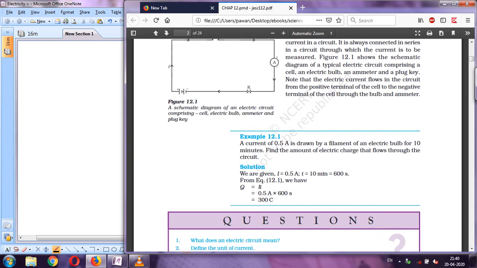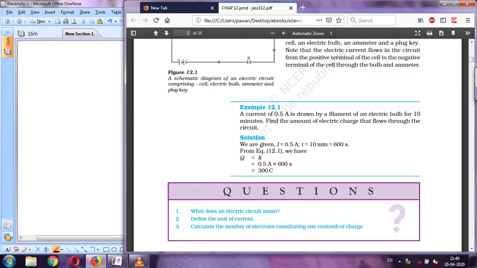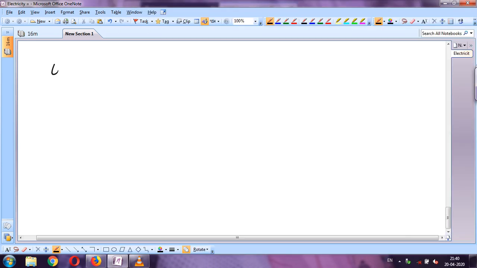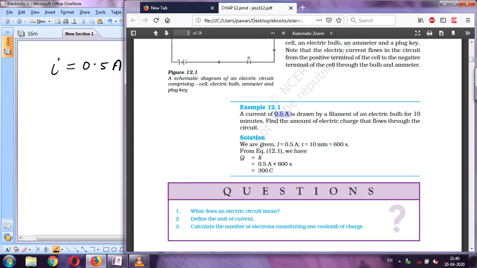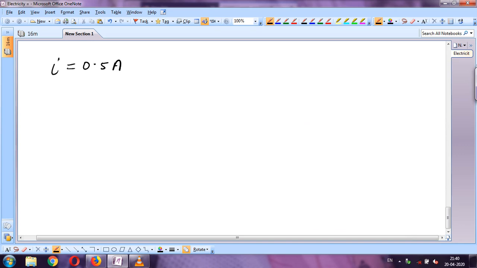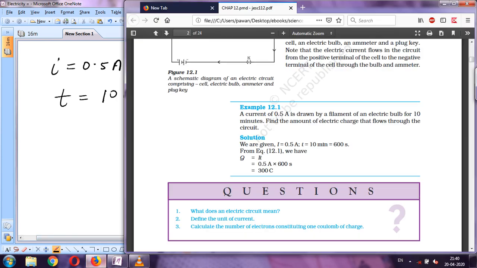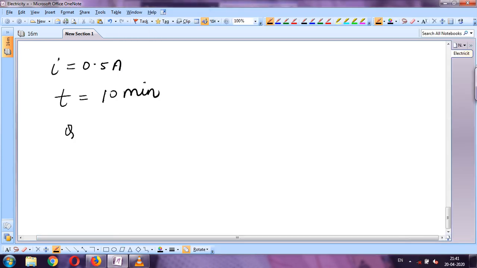Now the next thing is a question. It is a numerical: a current of 0.5 ampere is given. Next, an electric bulb is used for 10 minutes. Time is 10 minutes. Okay. Now in this question, what are they asking? They are asking for the amount of electric charge.